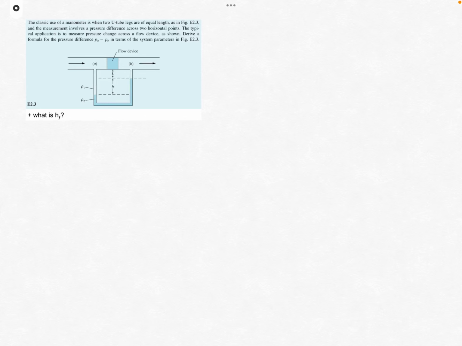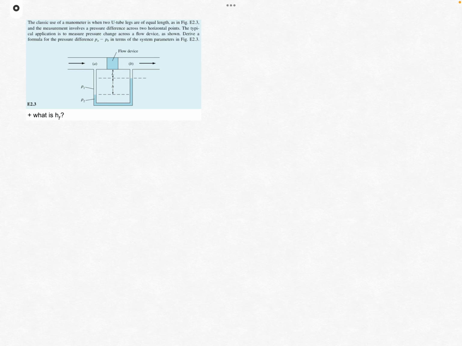In this problem, we are presented with a manometer that's being used to measure the pressure drop across some sort of flow device. This is a U-tube manometer, the letter U, not YOU like the video platform. And we're asked to find an expression for the pressure difference that's being measured by this flow device.